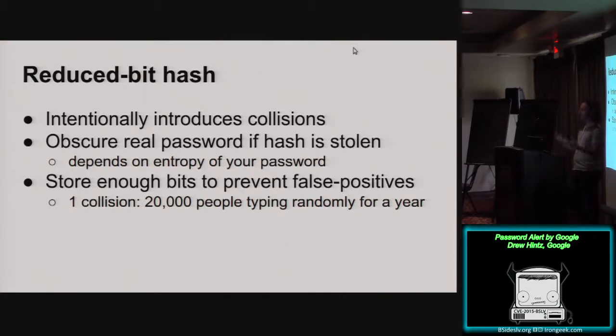And so this is a balancing act. If we store too many bits, then there are not enough collisions. If we store too few bits, then there are a lot of false positives, meaning if you're typing normal things that are not your password, one of them could happen to hash to what it thinks is your password. So we settled on 37 bits, which equates to about one false positive for 20,000 people typing for a year. This is very rough math because people don't actually type randomly. And I'm sure they have all sorts of patterns and probably entire PhD dissertations about it.